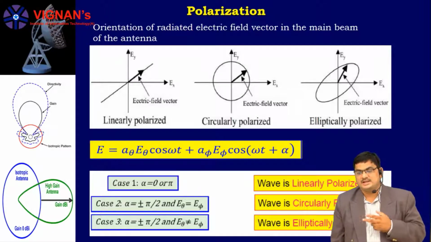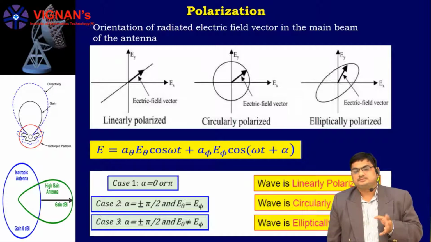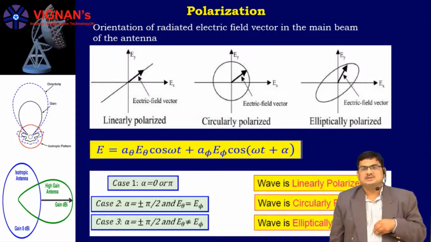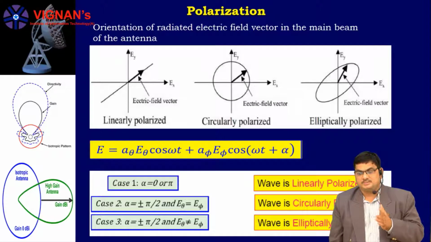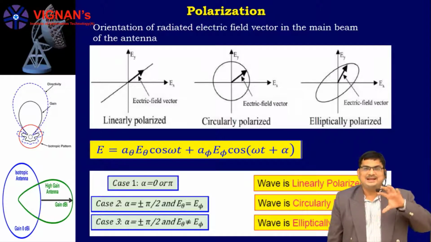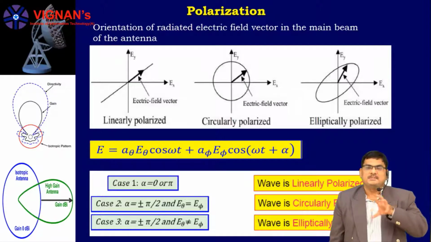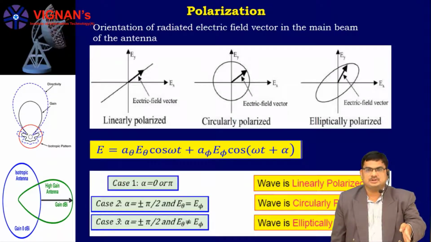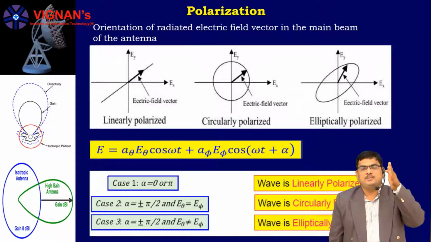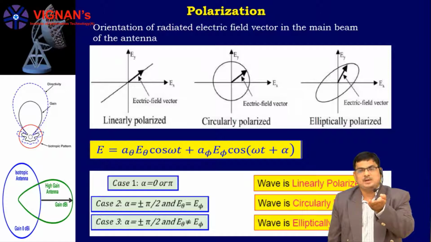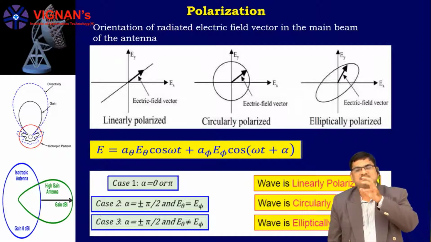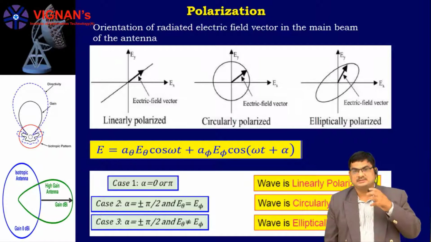That is called linear polarization. For circular polarization, this alpha value is plus or minus pi by 2, and it looks like a circle. It means the electric field in one plane and the electric field in the other plane are both the same; only then can we say it is a circular polarization.